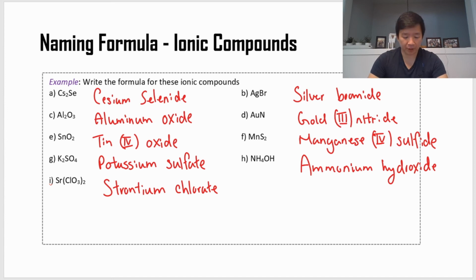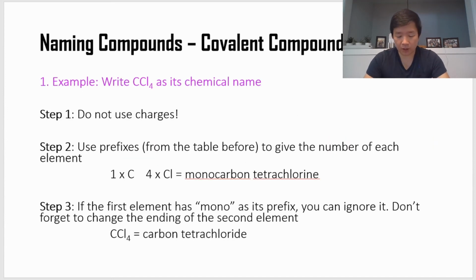unit. So the last section here is going to be naming covalent compounds, and for many, this is kind of the easiest one. You take a look at it and you just add prefixes. So example 1, I have CCl4. Don't use charges. Covalent compounds have nothing to do with charges. We're going to use the prefixes.